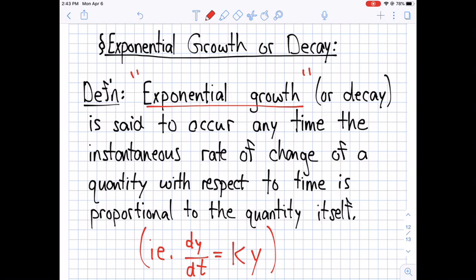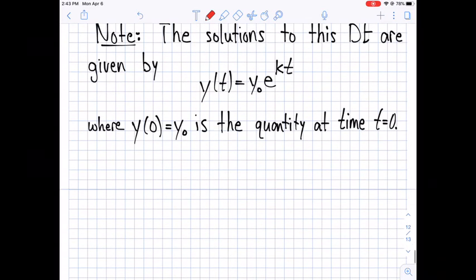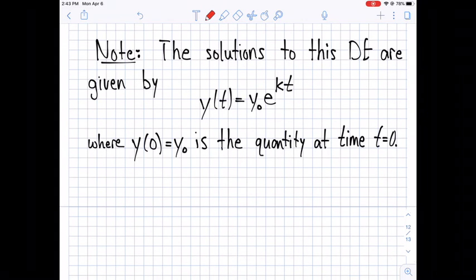Now we're interested in modeling exponential growth. So here let's take a look at what are going to be the solutions to this differential equation. The solutions to this differential equation are given by this. We have y is going to be equal to y naught e to the kt, where y naught is simply just y0. It is the quantity at time t equal to 0. So fine, but let's actually go through and prove this. Okay, let's start with our differential equation and solve it and show that these are going to be our solutions.